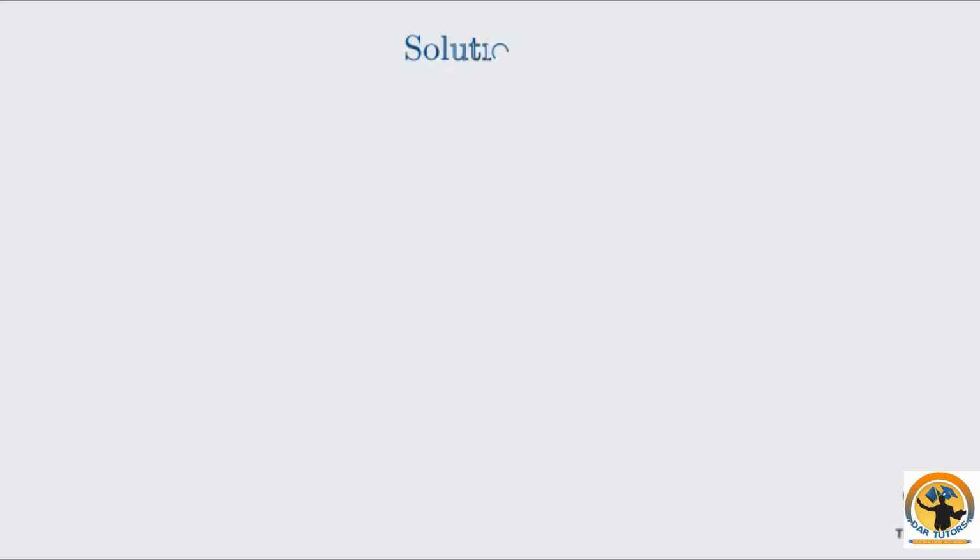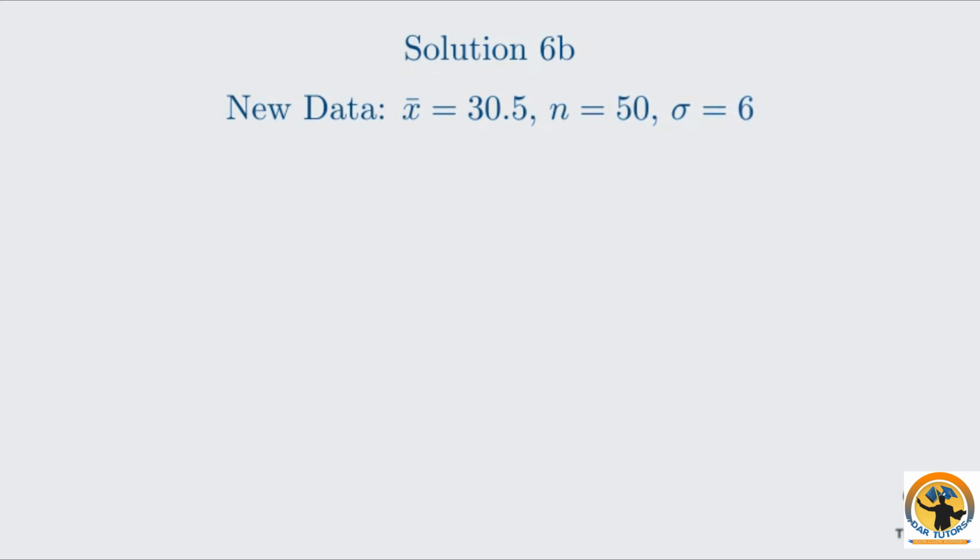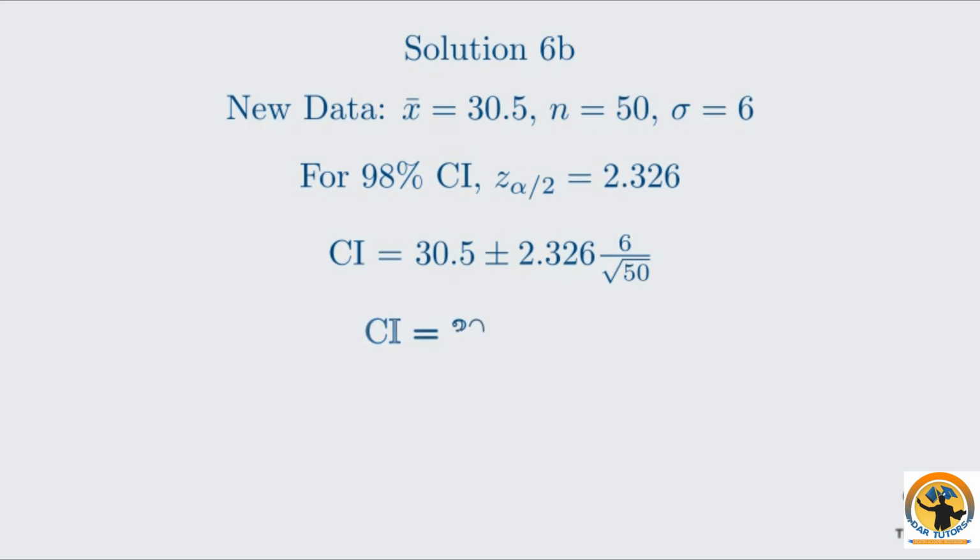For part B, Sophie has a new sample. The new sample mean x bar is 30.5. The sample size n is 50. The population standard deviation sigma is still 6. We want a 98% confidence interval. From our table of critical values, z alpha over 2 for 98% is 2.326. We calculate the new confidence interval, 30.5 plus or minus 2.326 times 6 over root 50. This gives us the interval 28.53 to 32.47. Notice that this interval is wider than the 95% interval with a sample size of 32 from our earlier example due to the higher confidence level.